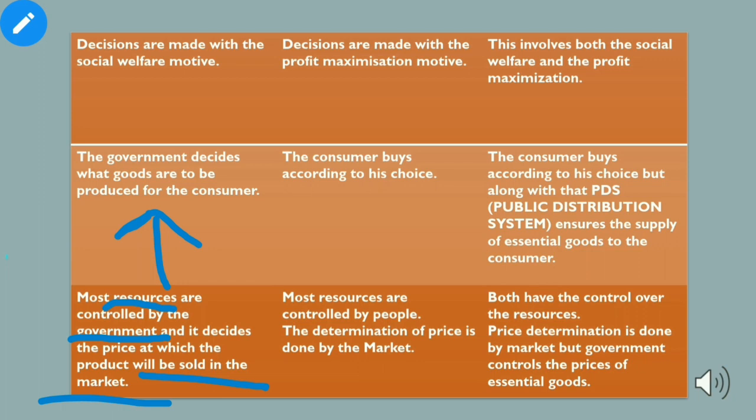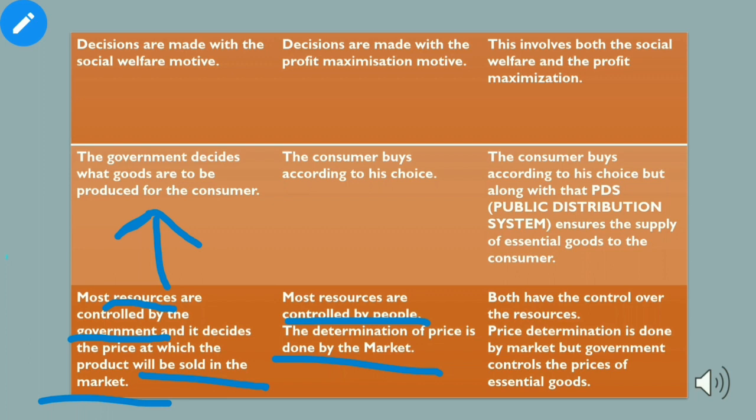And if you talk about a free economy, there the resources are controlled by the people. So the determination of price is done by the market, that is the demand and supply, that is through the producer and the consumer. So it all depends upon the market. Then there is no intervention of government, and that is the reason it is known as laissez-faire.